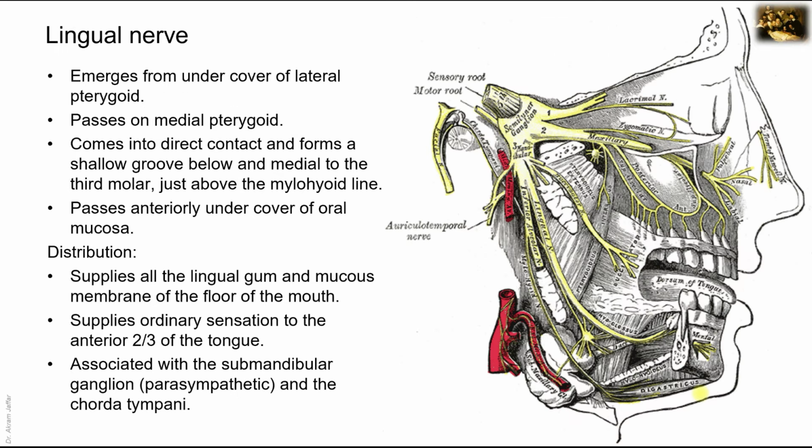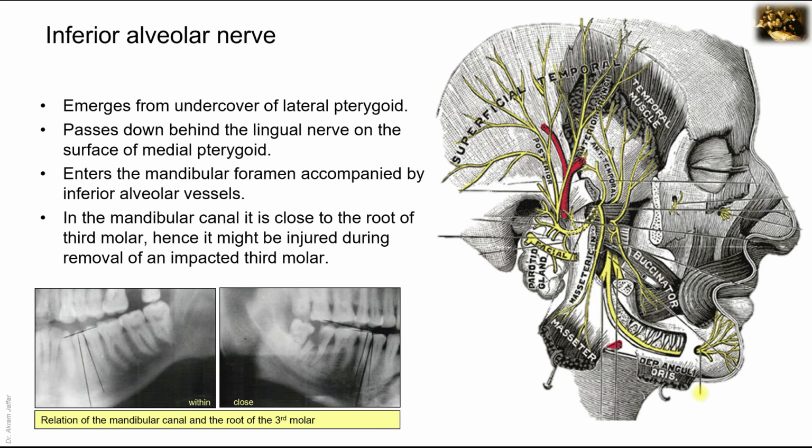The second sensory branch of the posterior division of the mandibular nerve is the lingual nerve. This is the lingual nerve. It emerges from under cover of the lateral pterygoid muscle. You can see it here where the lateral pterygoid is shown. You can see that the nerve arises from under cover of the lateral pterygoid muscle and is located anterior to the inferior alveolar nerve. That's how you can identify the nerve.